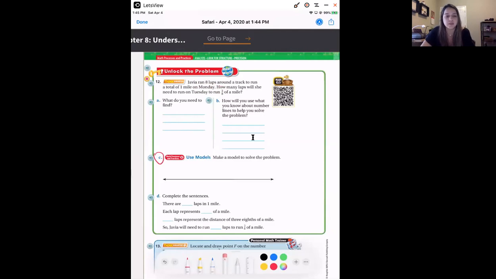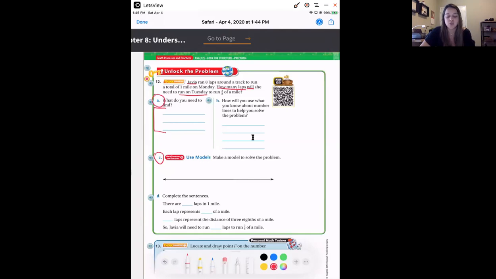So what do we need to find? We need to find the number of laps that Javia will need to run on Tuesday. That's the question. That is right here. That's what you're gonna write here. Right here, you need to write, what do we need to find? How many laps Javia will run on Tuesday. That's it. That's the answer for right here.